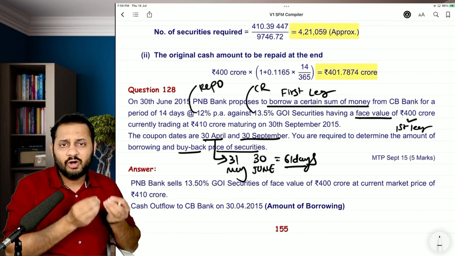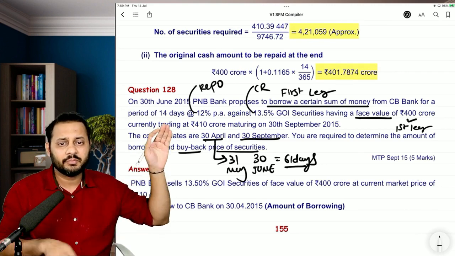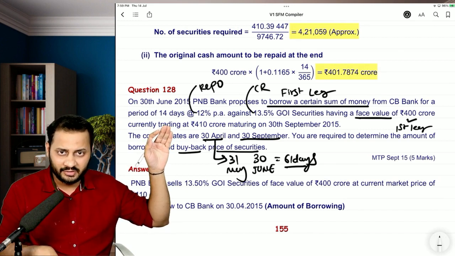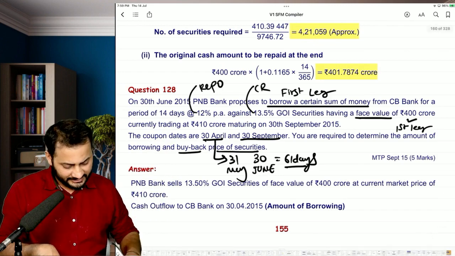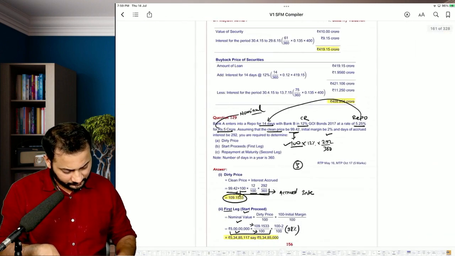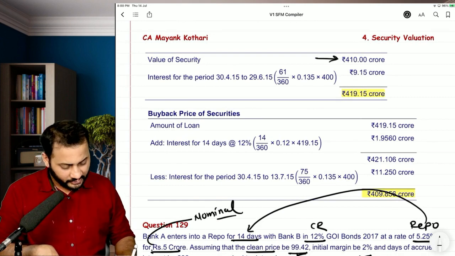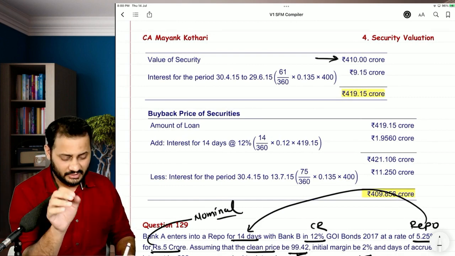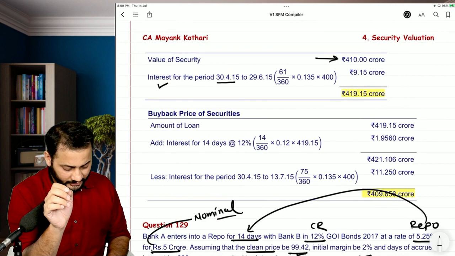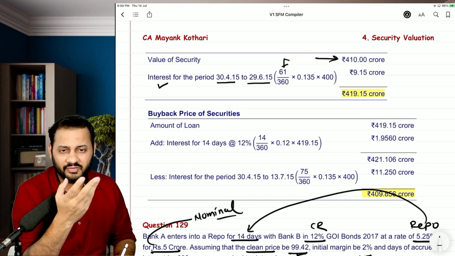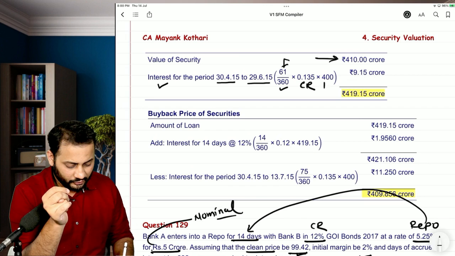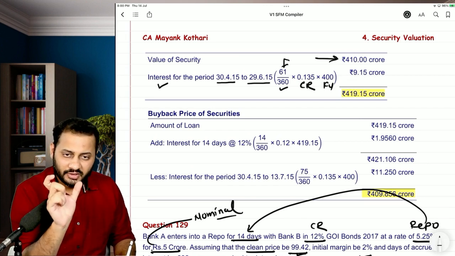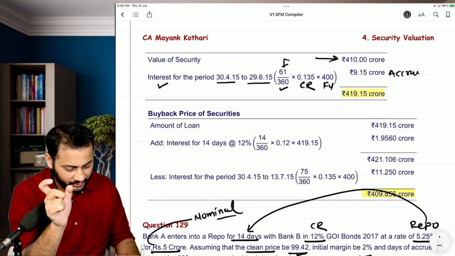Now understand how much money you will receive. Currently the market value of the bond is 410 crore, plus the interest amount can be accrued. So we can easily calculate the first leg. See, 410 crore is the worth of the bond, plus interest for the period of 30th April to 29th June means 61 days. They should have taken 30th June itself directly. Divided by 360 into coupon rate into face value. So for the 61 days accrued interest has also been taken.